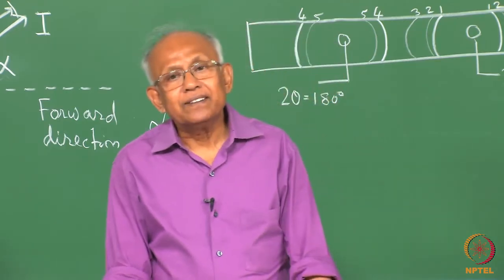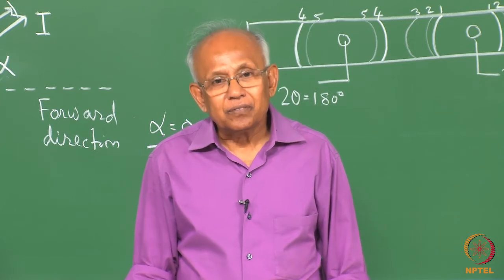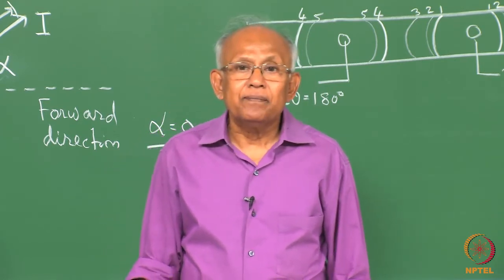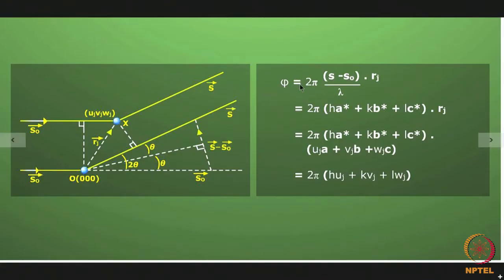Now, we have already seen that when we calculate the scattered radiation from two different atoms, there is going to be a phase difference between the two, and that phase difference can be simply written as equal to 2 pi times (s minus s0) by lambda dot rj, where rj is the vector connecting the origin to the atom at x. So, this relationship we derived previously. This is the phase difference between the rays scattered by the atoms at this position and at this position.